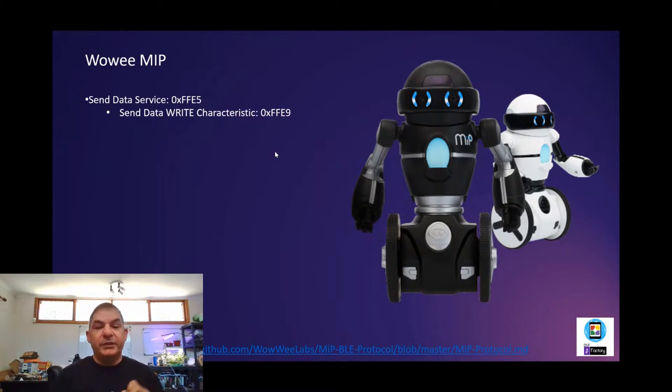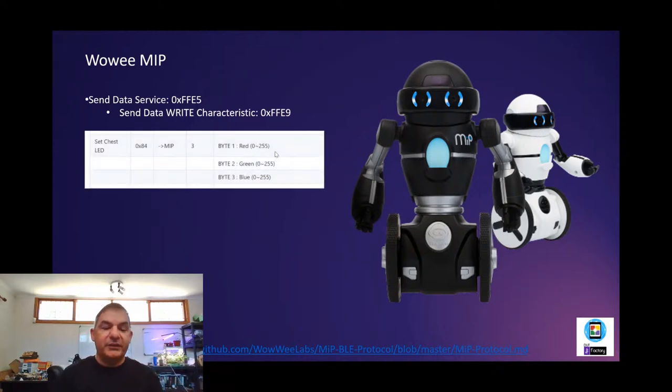And then in this case, if we had to send information to the device, in this example, we want to set the color: the chest has got a little LED on it. We can set its color, right? And so it's got some documentation and basically says, well, if we send to that write characteristic and we send it 3 bytes, we can specify red, green, and blue, right?